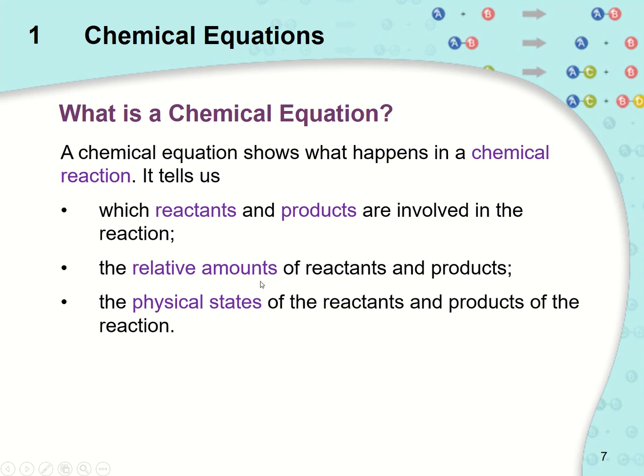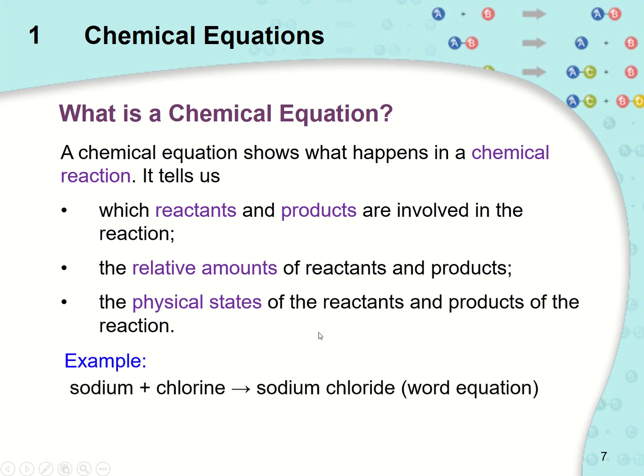So there is much more information that can be obtained from a chemical equation compared to a word equation. For example, if we look at the example of sodium reacting with chlorine to give sodium chloride, this is the word equation. The chemical equation will be 2Na plus Cl2 to give 2NaCl. So basically what I have over here is the chemical formula for sodium, chlorine and sodium chloride.